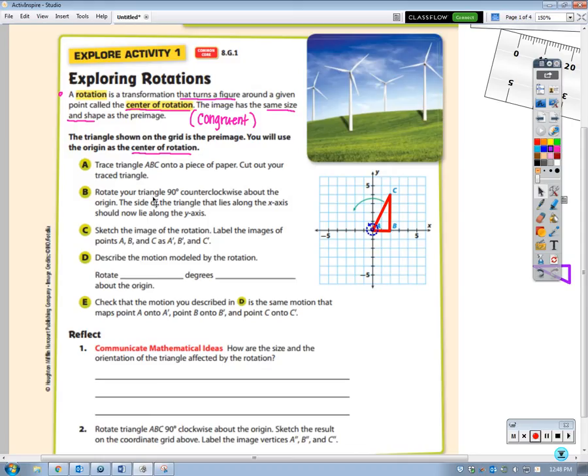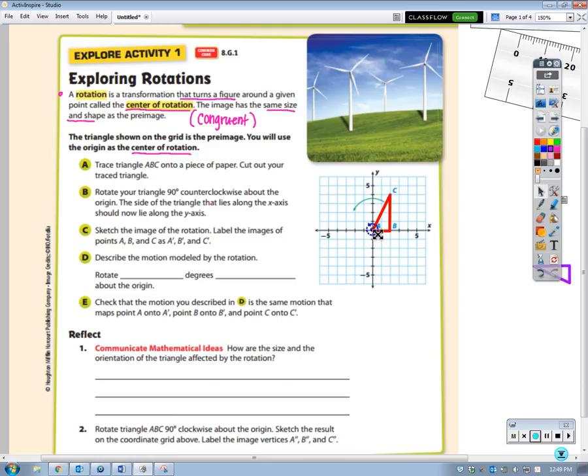Now, I'm going to rotate my triangle 90 degrees counterclockwise about the origin. The side of the triangle that lies along the x-axis, so side AB, should now lie along the y-axis. Right? So that would be where side A prime, B prime would be.